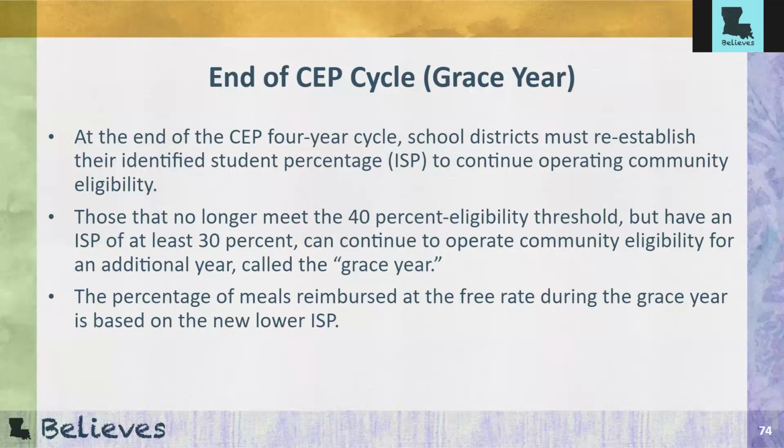The percentage of meals reimbursed at the free rate during the grace year is based on the new lower identified student percentage. So even though the percentage is below 40%, if it's between 30 and 40%, the school system can still participate in CEP for one year, but the reimbursement rate will not be at the rate that it was for those previous four years. It will be at the percentage of that new lower identified student percentage.